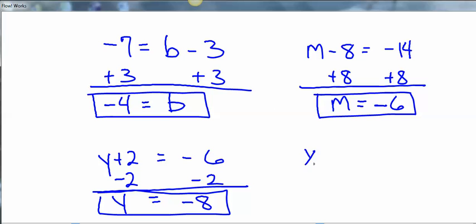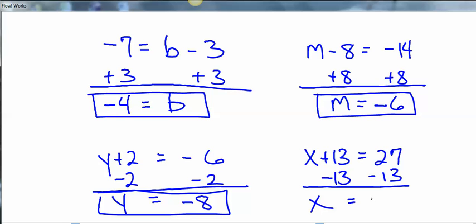One more. x plus 13 equals 27. Ricky, what are they doing to the variable? What's the opposite of adding 13? So we're going to subtract 13 from each side. x equals 14.